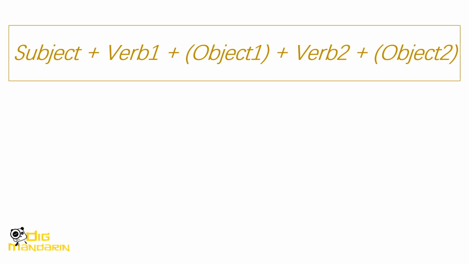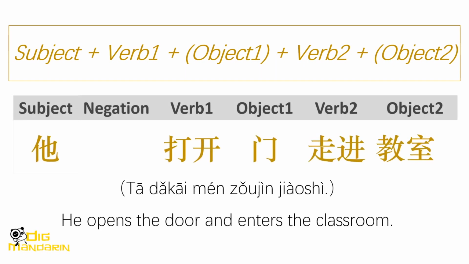This structure sounds unusual, right? But don't worry, we will show you some examples to help you understand much better. Example 1. 他打开门，走进教室. He opens the door and enters the classroom.